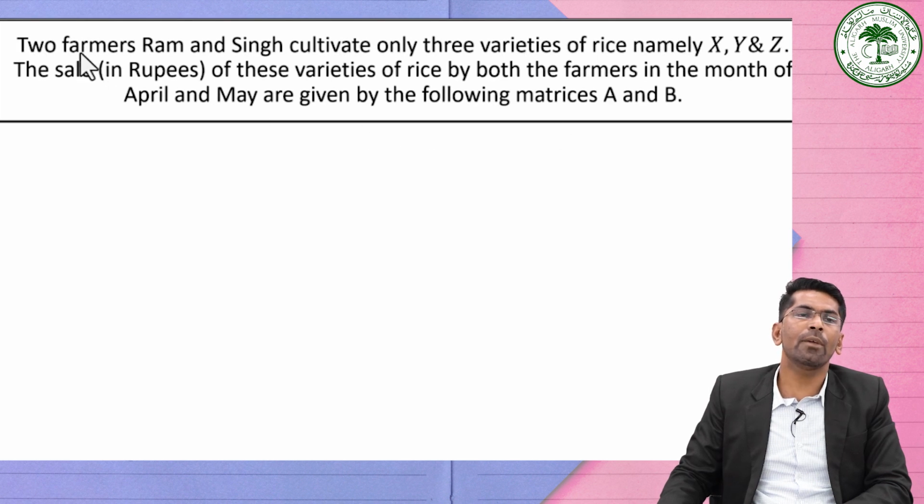We have been given two farmers, Ram and Singh, who cultivate only 3 varieties of rice, generally known as X, Y, and Z. The sales in rupee terms of these varieties of rice by both farmers in the month of April and in the month of May are given by matrix A and matrix B.